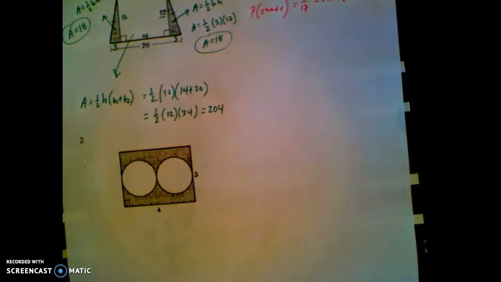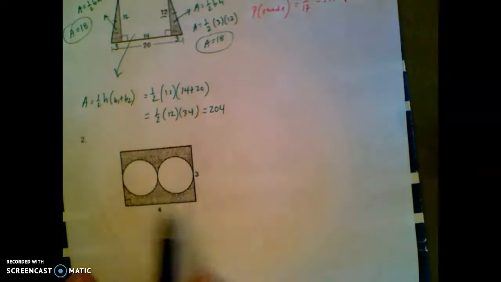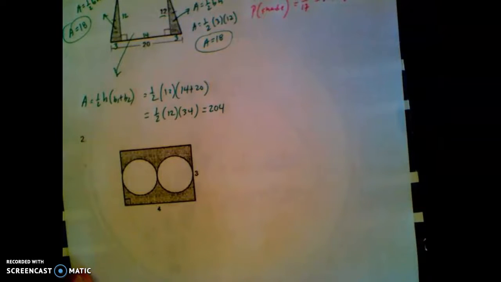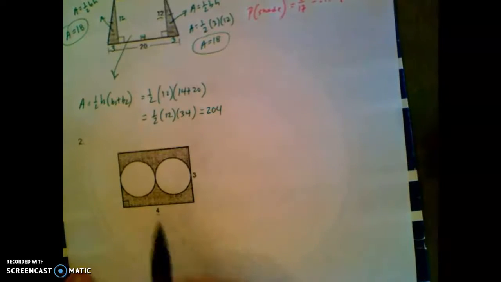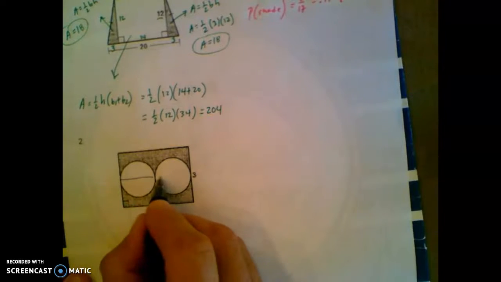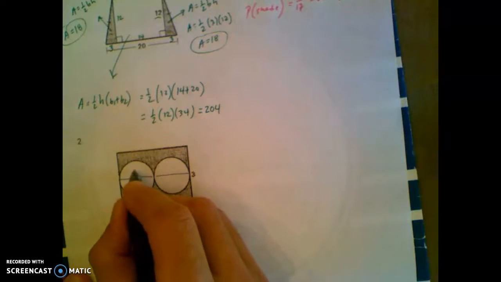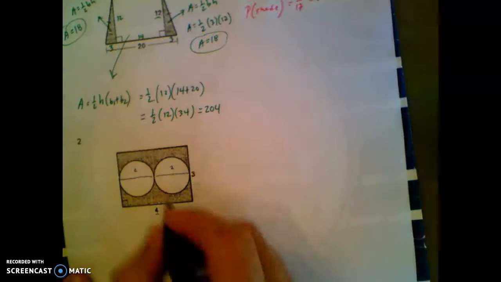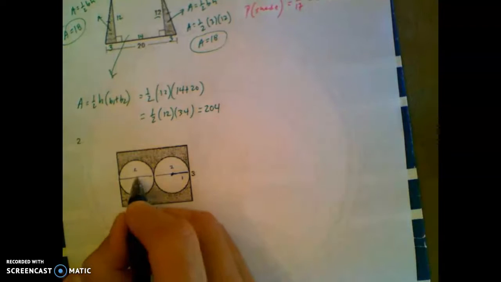Down here, I'm trying to find the shaded area. The shaded area is going to be basically the rectangle minus the circles. So I'm going to have to figure out what the circles are and then subtract them out of the rectangle. That'll leave me with the shaded area. First of all, I need a radius on those circles in order to find their area. I have this dimension down here is 4. That dimension is basically 2 diameters of the circle. Well, 2 diameters make 4, so each of them has to be 2. If each diameter is 2, the radius would be half of that, so the radius is 1 on both of these.